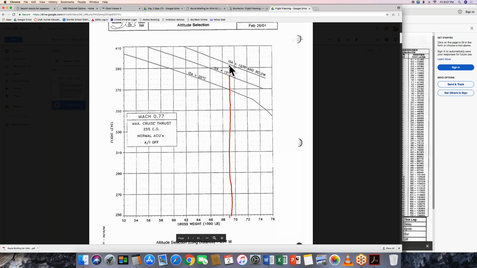Okay, once we hit this line here, we take this line and we follow that parallel to right here. That means that we're capable of flying just a hair over 39,000 feet.